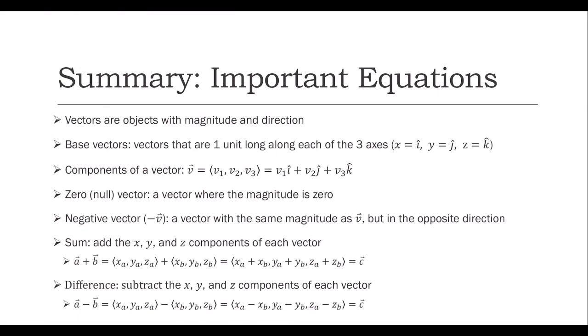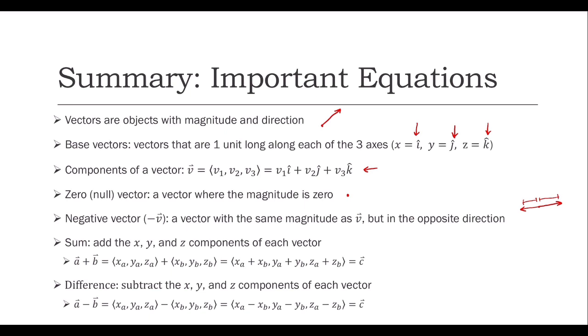So in summary, vectors are objects with magnitude and direction, like this. Base vectors are vectors that are 1 unit long along each of the 3 axes. So your x unit vector is I, your y unit vector is j, and your z unit vector is k. The components of a vector can be written like this. Your 0 or null vector is a vector where the magnitude is 0, so it's just a point. Your negative vector is a vector with the same magnitude as a normal one, but in the opposite direction. So your negative vector of this would be one like this, and they'd have the same magnitude.